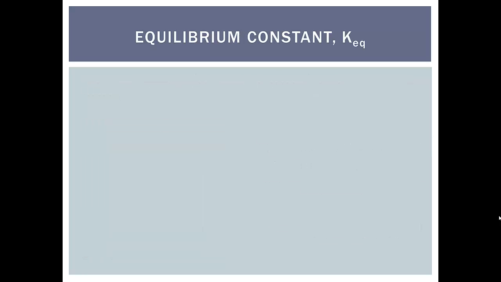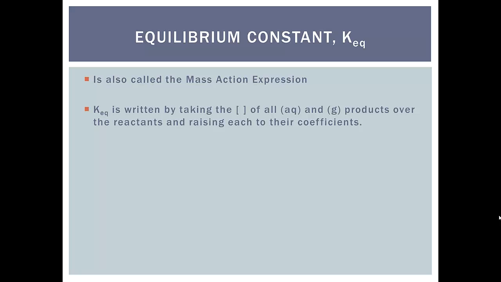All right, the last thing in our review is the equilibrium constant, or Keq. This is also called the mass action expression. And Keq is written by taking the concentration of all aqueous and gaseous products over the reactants and raising each to their coefficients as exponents. You do not include solids and liquids because their concentrations do not vary.